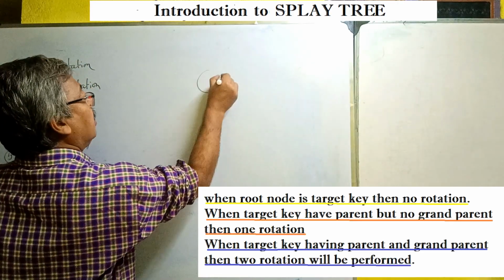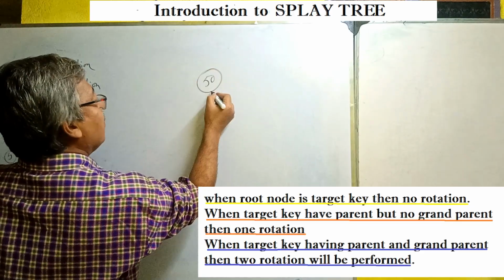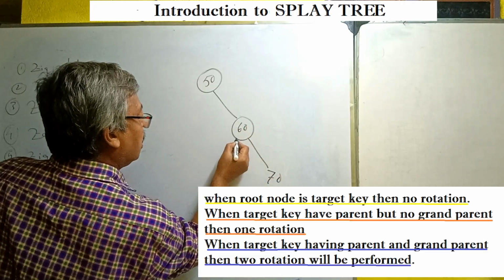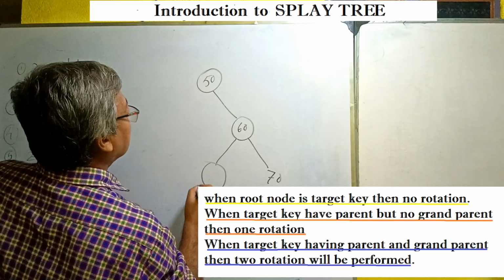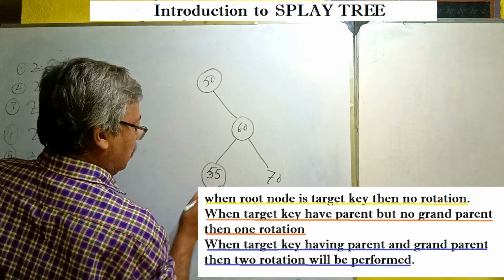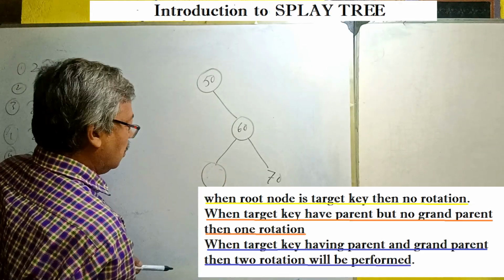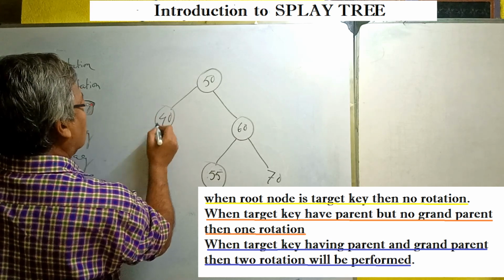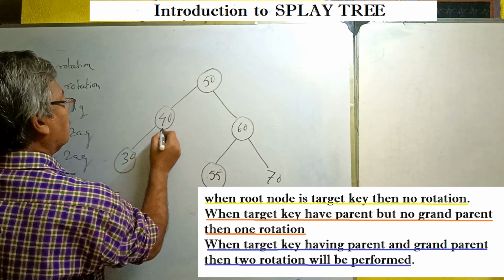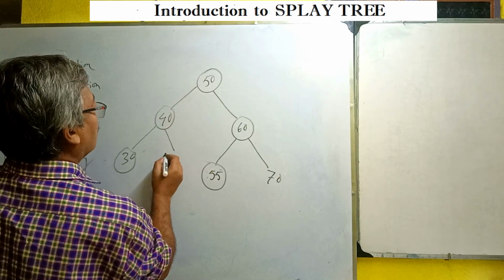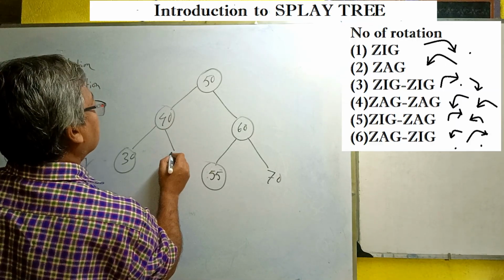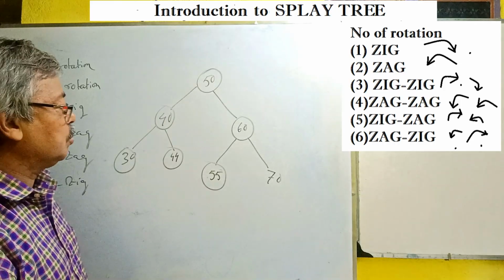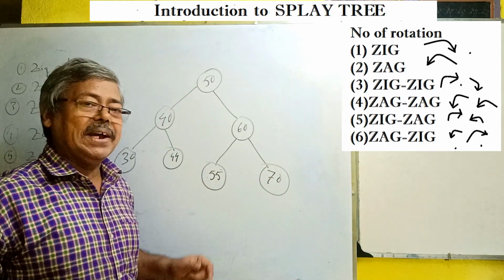Now see one example. This is a node with value 50. This is another node, value 60. This is another node, value 70. This is another node, suppose value 55. On the left side, suppose value 40, value 30, and another child of the node 40, greater than 40 and less than 50, value 44. Suppose we want to search 55.